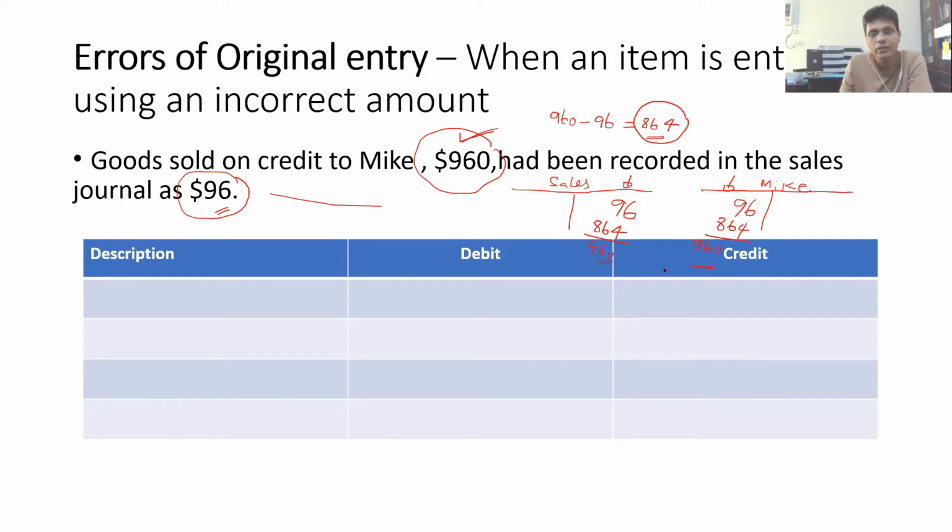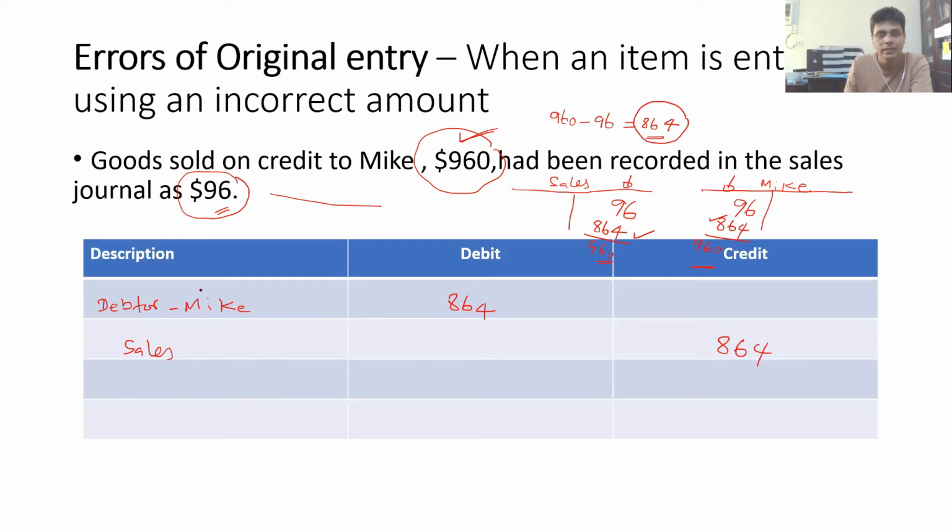So therefore, in order to rectify this error, how do you correct this error? By crediting sales account and debiting the Mike's account. Okay. So therefore, the description should be, you can say debtor or Mike debit 864, because in order to rectify this error, you have to debit Mike's account and credit sales account by 864.